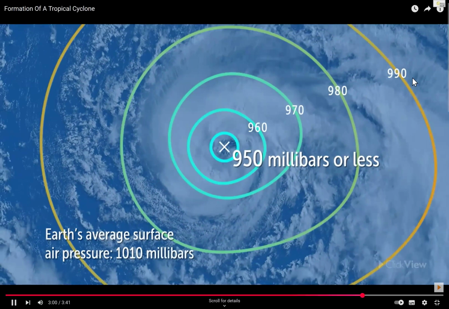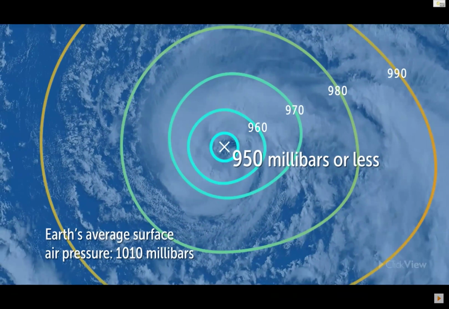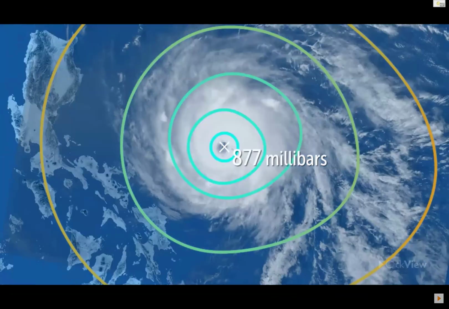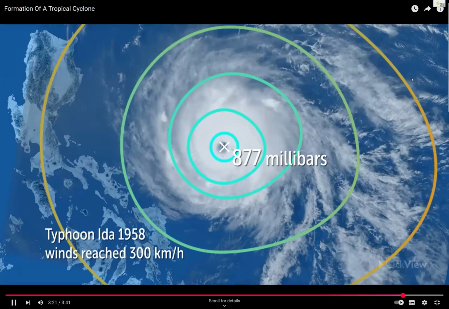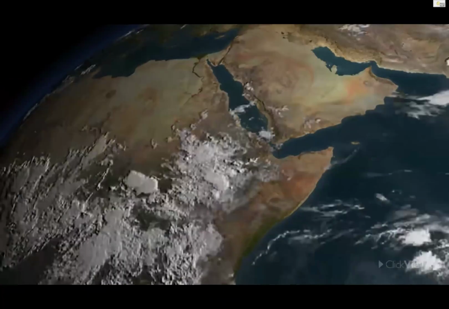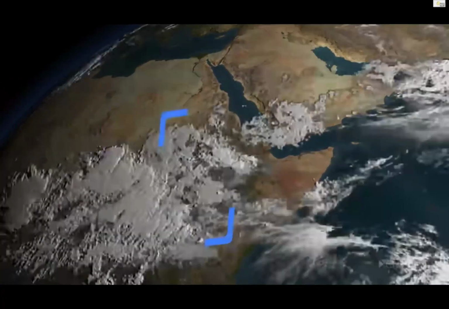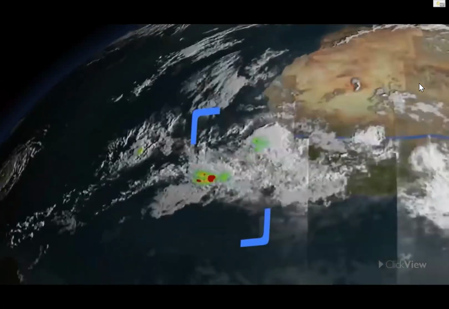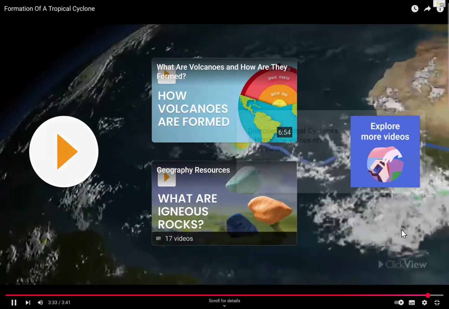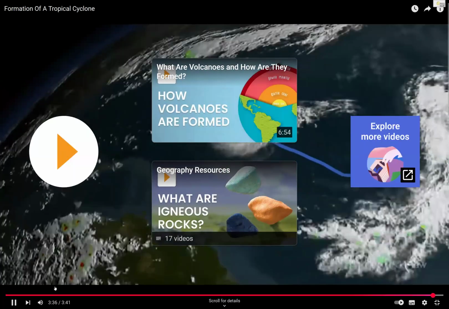Tropical cyclones have significantly lower air pressure than the air that surrounds them. The bigger the pressure difference, the stronger the wind force. One of the lowest air pressures ever recorded was 877 millibars for Typhoon Ida, which hit the Philippines in 1958, where winds reached 300 kilometers an hour. Once formed, the cyclone's movement or track follows a pathway away from its source, driven by global wind circulation. As warm ocean waters feed it heat and moisture, the cyclone continues to enlarge.